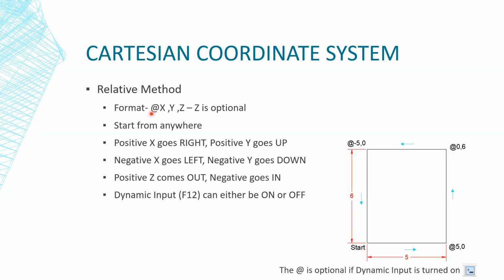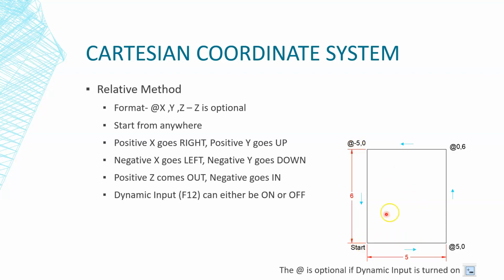Now with the relative method, I would recommend that you turn your dynamic input on. Mainly because you're going to see that it's going to do something special for you. What it's actually going to do is create this at symbol. So this is going to stop you from having to hold down the shift button and hit number 2 every time you want to type it in. The way the relative method works is that it's asking you for the distance from the last point, or the location from the last point.